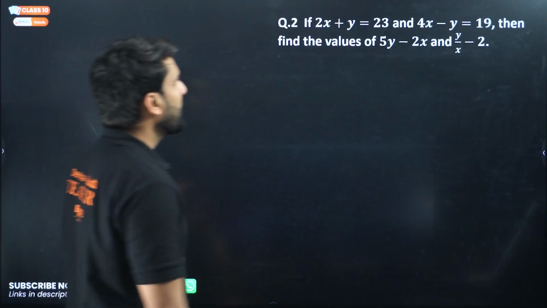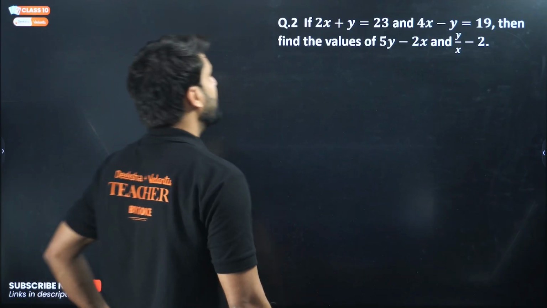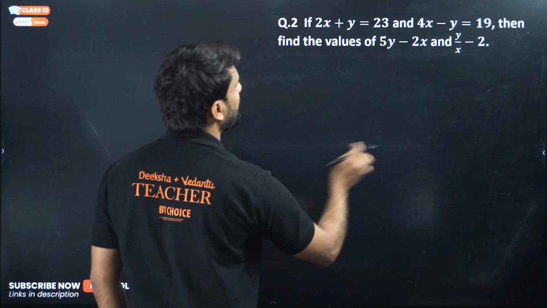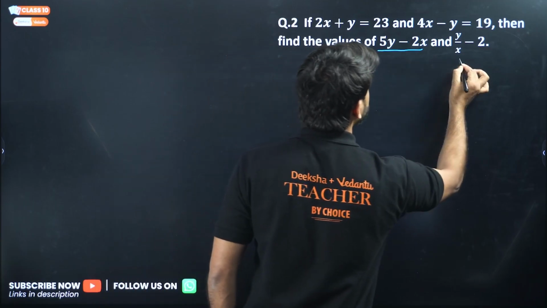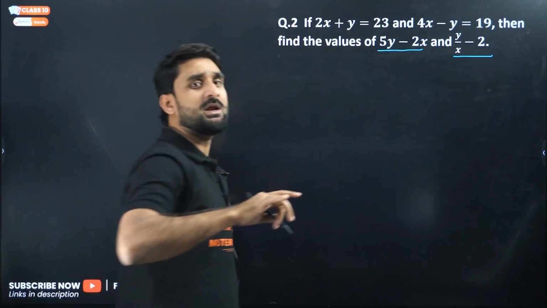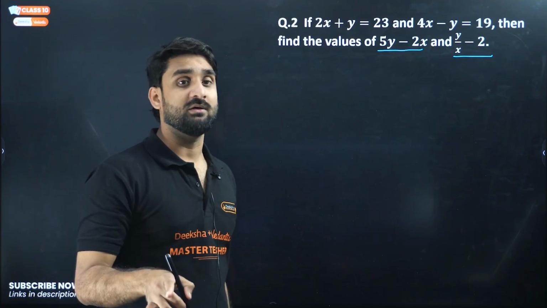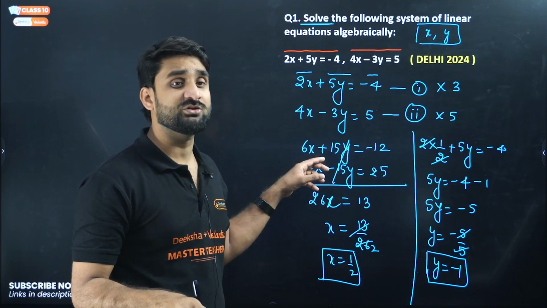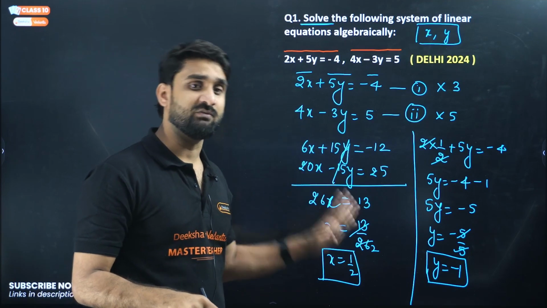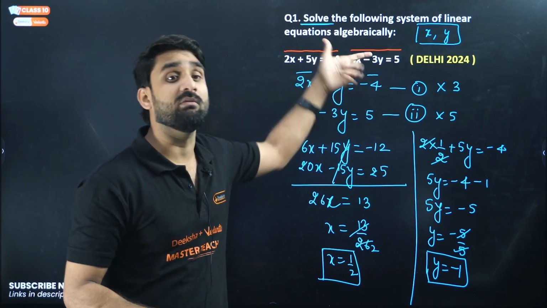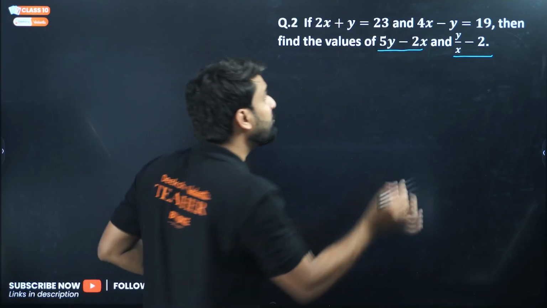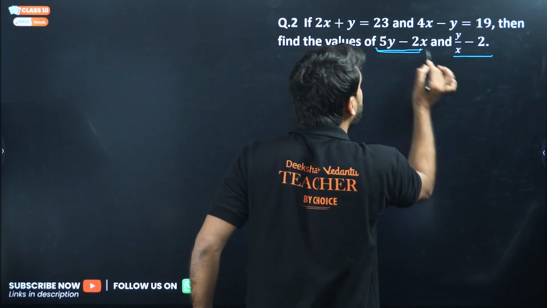Question number 2. If 2x plus y equals to 23 and 4x minus y equals to 19, then find the value of this. This question is not asking only the value of x and y. This question is not similar to the previous one. In the previous question, we just found out the value of x and y only, because the question was saying solve. But here in this question, 2 equations are given, and you have to find the value of this whole expression.